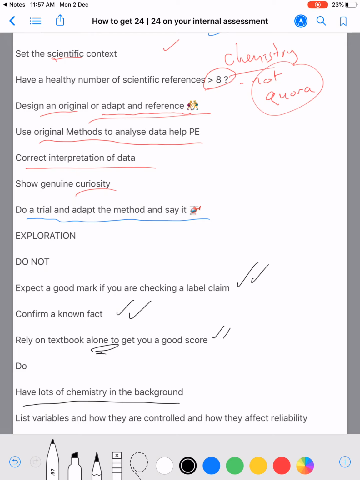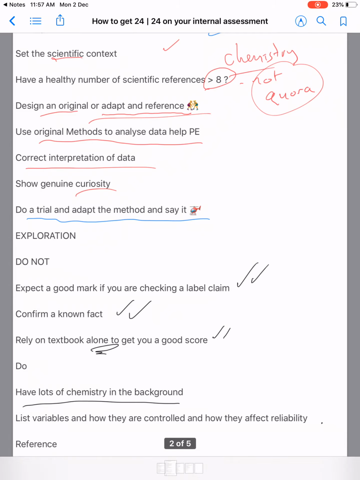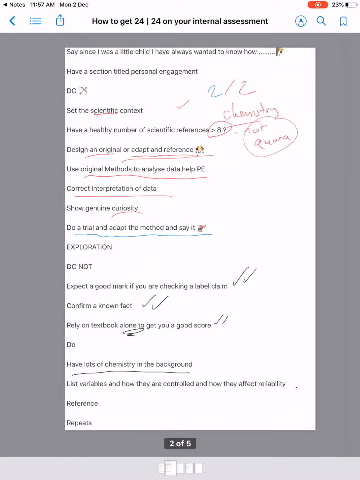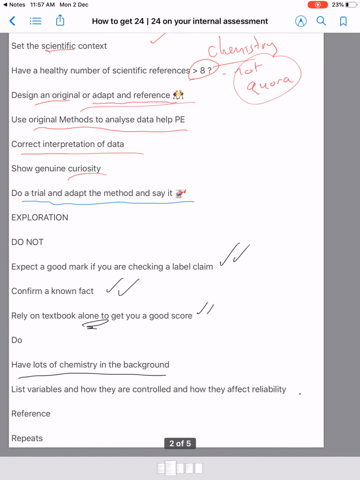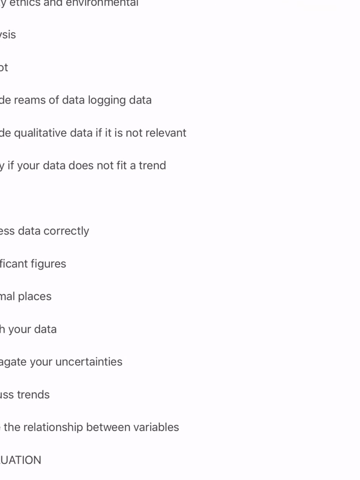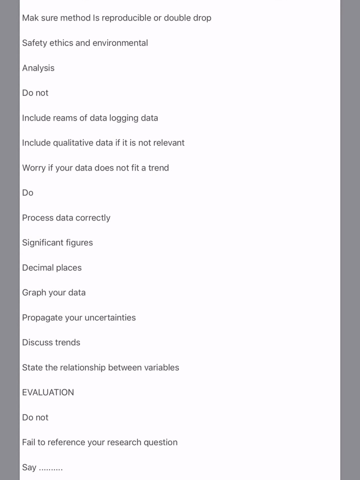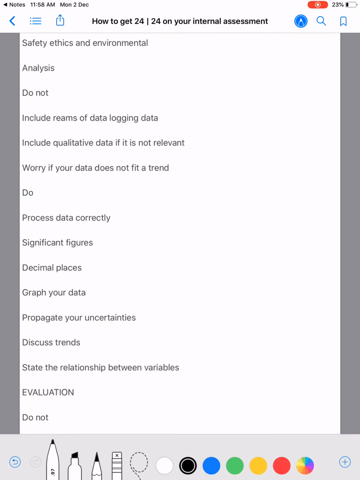That's great exploration. List the variables and how they are controlled and how they affect reliability. You don't have to, and certainly I think it's not required by the IB, but having a table, and I'll show you that in the IA shortly, really, really helps with the scoring on exploration. And reference, just reference all the way through. I'm assuming you know to do repeats. Do repeats. Make sure your method is reproducible, or you could be penalised in this area and in communication.